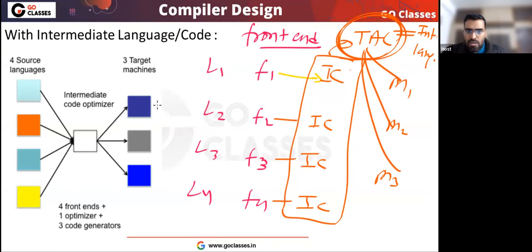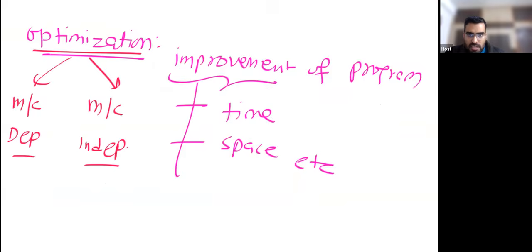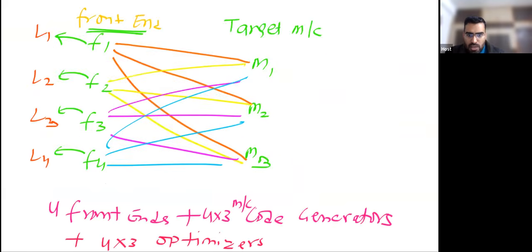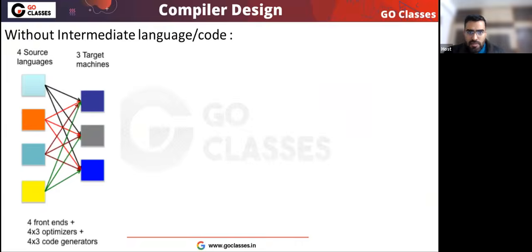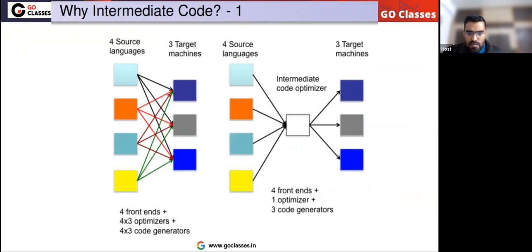Are you getting my point? So this front end you can directly apply on this machine, this machine, this machine. That is what I was saying: it will improve the portability, and portability simply means reusability. You don't have to write different codes. So this portability or reusability of the compiler front end is why we need intermediate code. You can read this theory. I will share these slides, you can check it out.